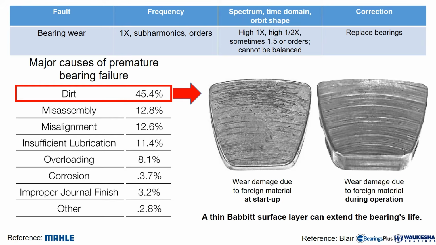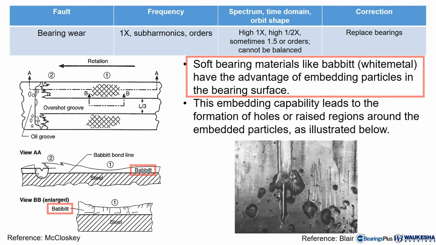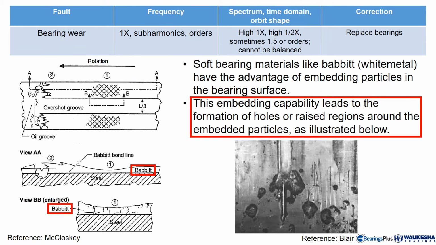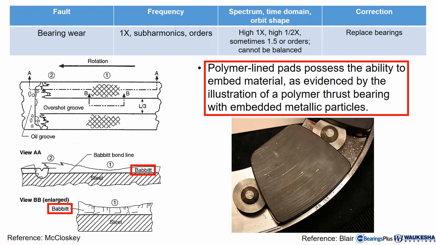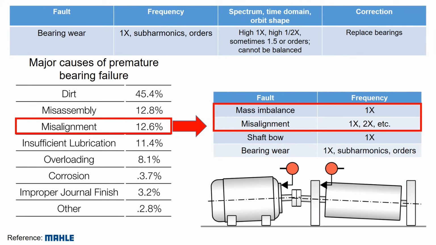In such cases, a thin babbitt surface layer can extend the bearing life. Soft bearing materials like babbitt have the advantage of embedding particles in the bearing surface. This embedding capability leads to the formation of holes or raised regions around the embedded particles. Polymer-lined pads possess the ability to embed material, as evidenced by the illustration of the polymer thrust bearing with the embedded metallic particles. Let's go back to this list. Misalignment affects premature bearing failure.